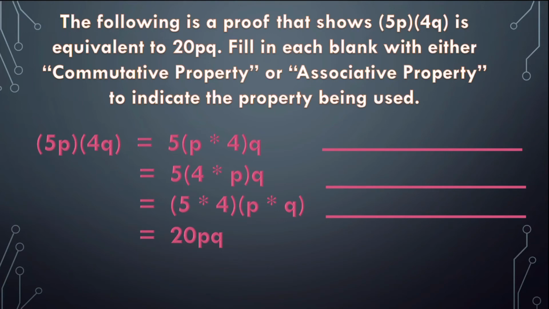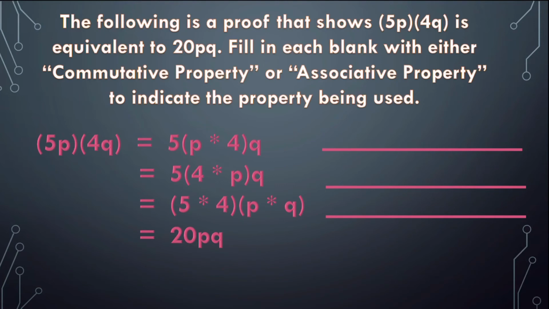This is the exact reason why you would need to be able to identify the properties, because you have to justify how you reached your answer. This proof breaks it down for you. You're eventually going to have to break it down. We all know why 5p times 4q equals 20pq. You've all been doing it for a couple of years. But now you have to justify each step along the way of how you got there.